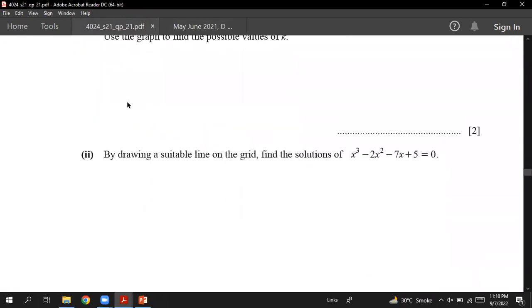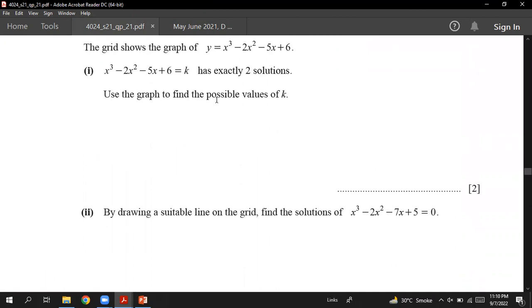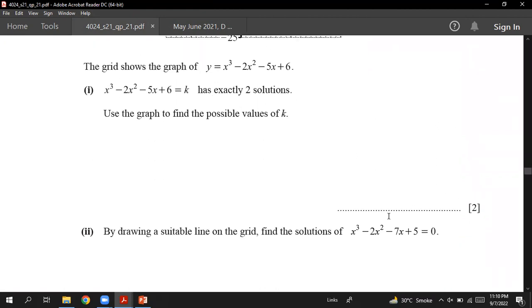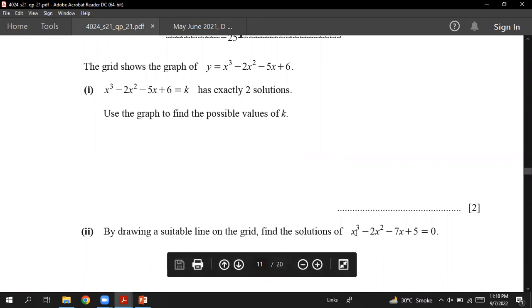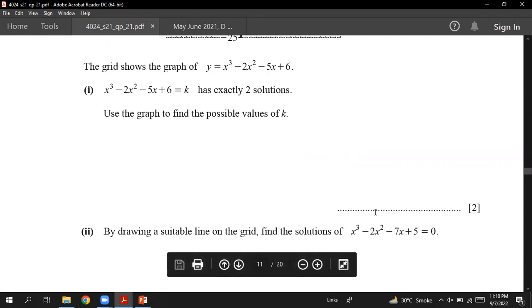Okay, the next thing they are asking, if that was a 2 marks question: by drawing a suitable line on the grid, find the solution of x cubed minus 2x squared minus 7x plus 5 equals 0. You see, I can find its solution, but there is a problem because we are going graphical. So we are going to do it by the graphical method. The original equation has x cubed, minus 2x squared, and minus 5x plus 6. Here you have minus 7x plus 5. So I want minus 5x and plus 6.